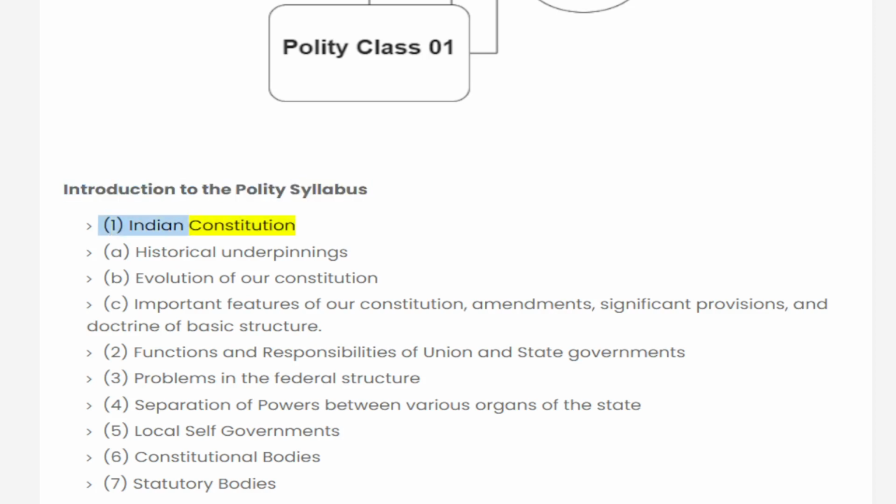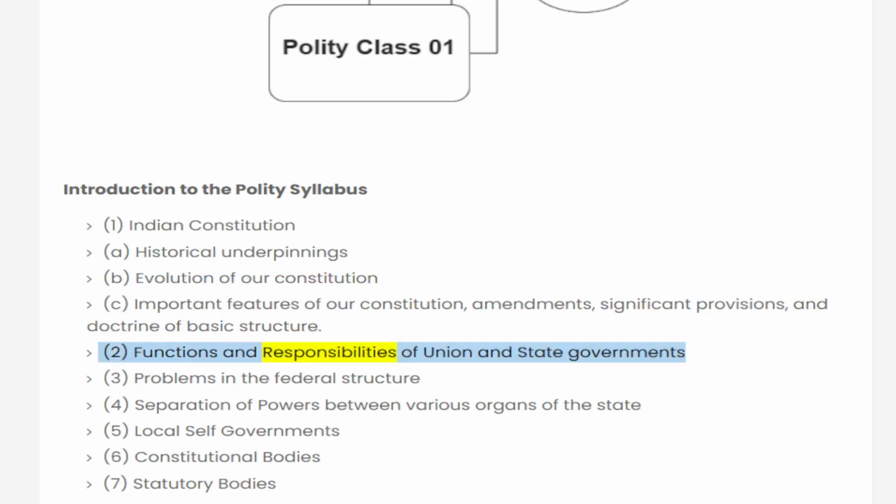1. Indian Constitution. A. Historical Underpinnings. B. Evolution of our Constitution. C. Important features of our Constitution, amendments, significant provisions, and doctrine of basic structure.